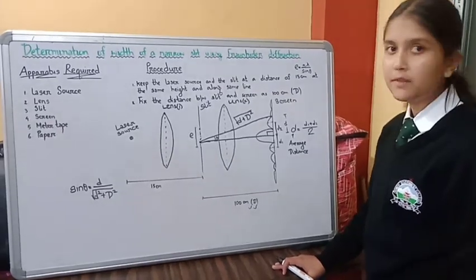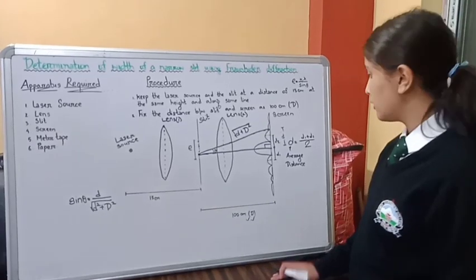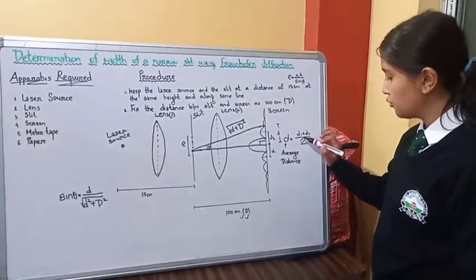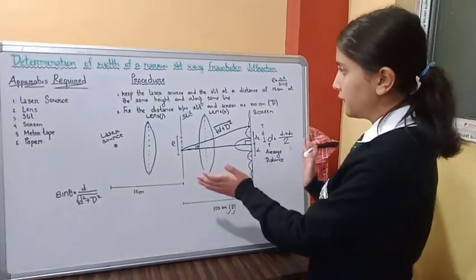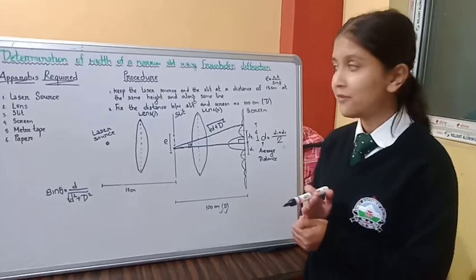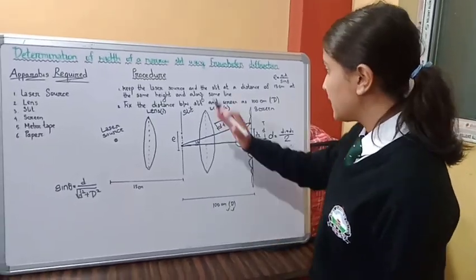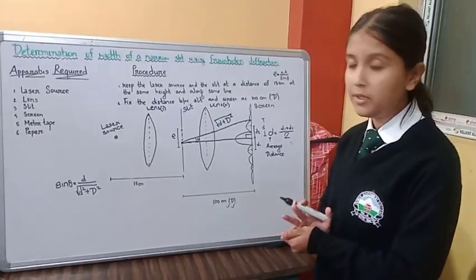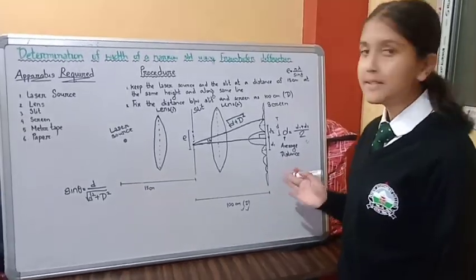Now we take the average of the distances that we have plotted on the paper. So d is equal to (D1 plus D2) by 2. This we did for first order. Similarly, we do it for second order, and we vary the distance between the slit and the screen to 150 cm, 80 cm and so on, and we repeat the same steps.